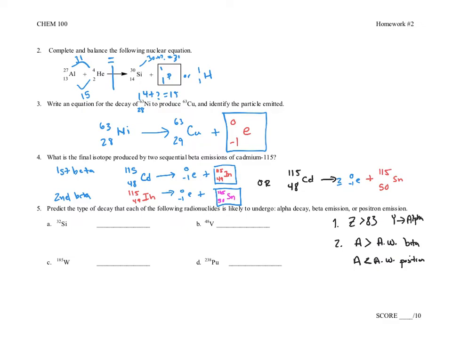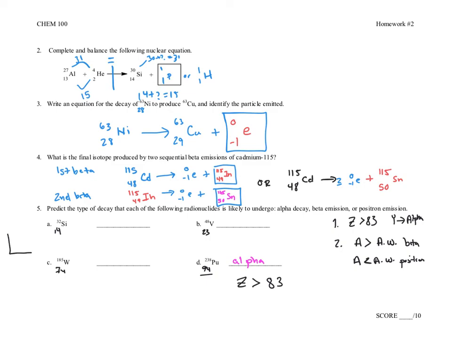And so the first thing you want to do is look up your atomic numbers, right? So silicon is 14, tungsten is 74, vanadium is 23, and plutonium is 94. And so plutonium has a Z that's greater than 83, the 94. So we know that plutonium is going to be alpha. For the other ones, we want to go to the periodic table and hunt down what it says.